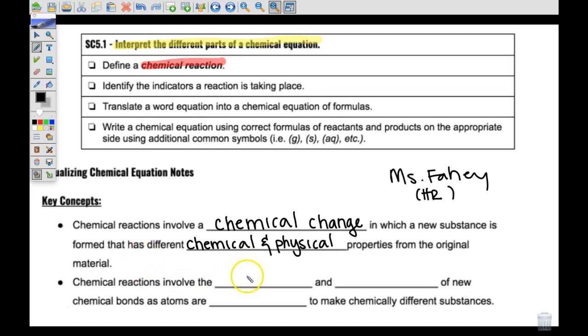And the second key concept is that chemical reactions involve the breaking and reforming of new chemical bonds as atoms are rearranged to make chemically different substances.